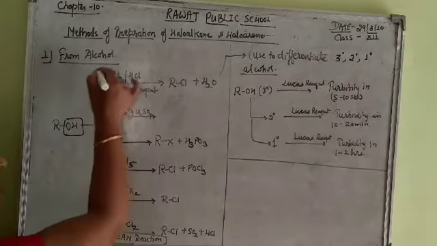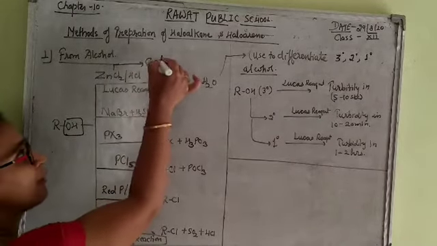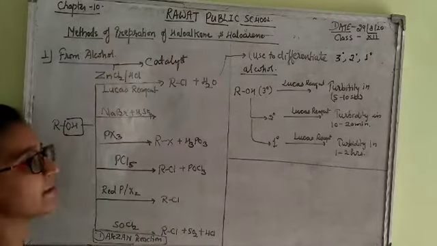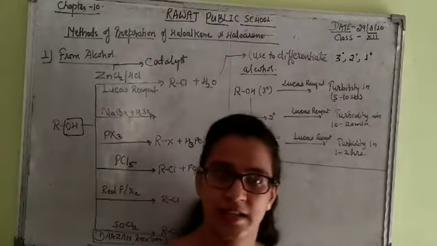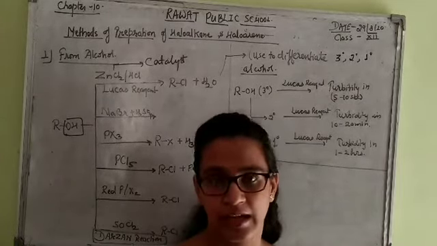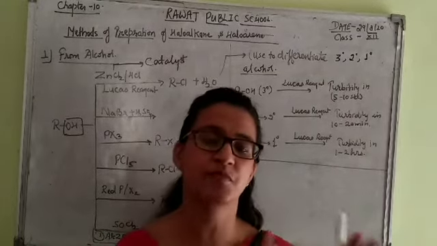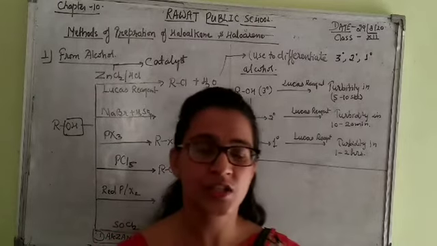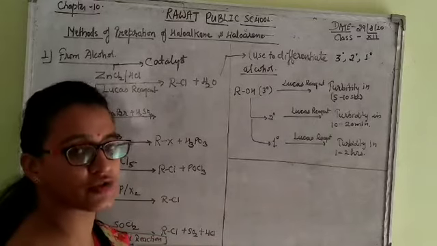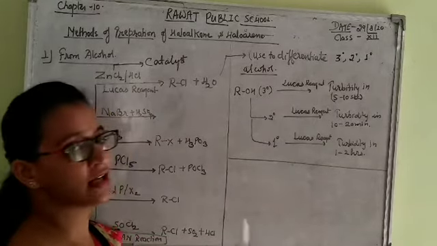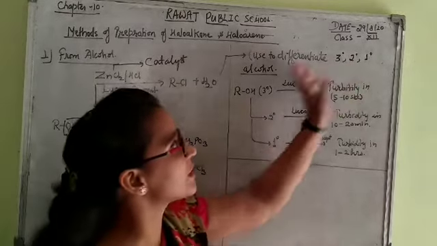Now, why do we add ZnCl2 in this particular reaction? Because ZnCl2 behaves as a catalyst. And with the Lucas reagent, alcohols show different kinds of reactivity. Tertiary, secondary and primary alcohols have different reactivity. That's why this particular reaction is used to differentiate between primary, secondary and tertiary alcohols.